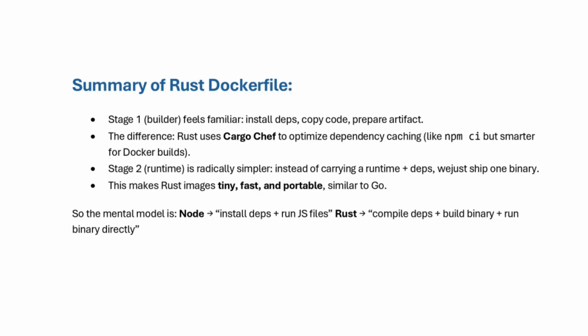So the mental model would be: Node installs dependencies plus runs the JavaScript files. In Rust, it is compiling the dependencies plus building the binary plus running the binary directly. So that was about the Rust Dockerfile and comparing it with the Node.js Dockerfile.